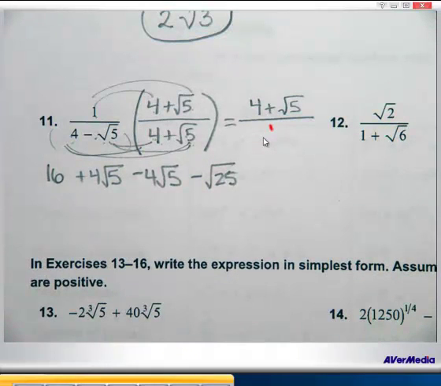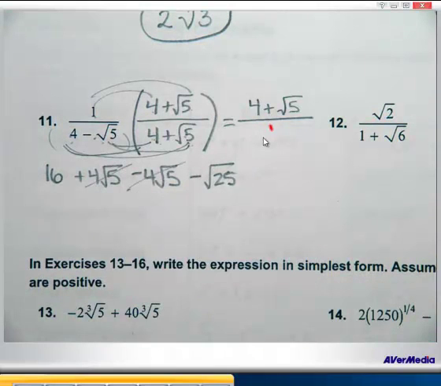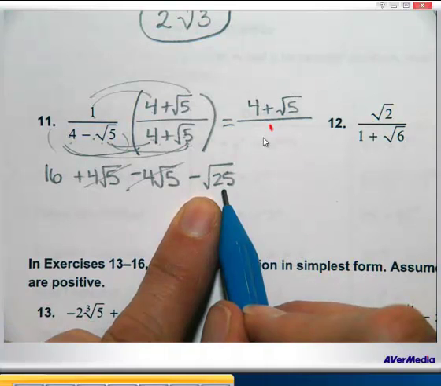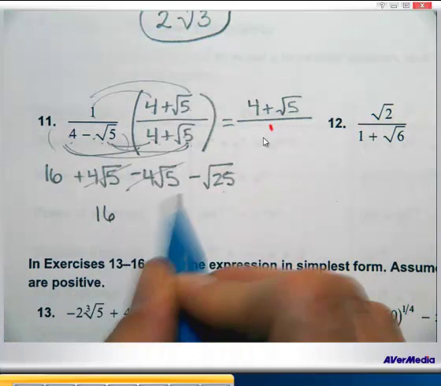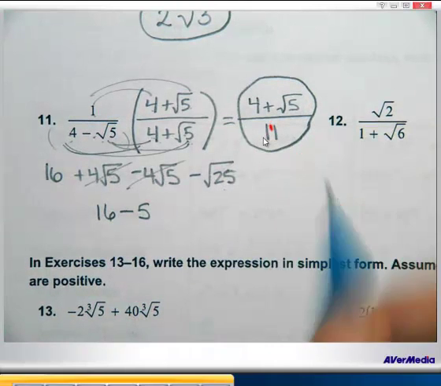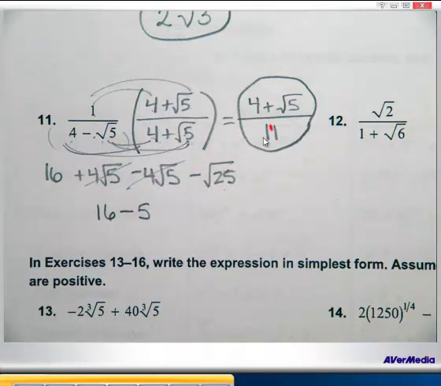But what's very nice, and it happens all the time with conjugate multiplication, is that these 2 middle terms, the 4 root 5 and the negative 4 root 5, cancel out. And square root of 25 is just 5. So I have 16 minus 5, which is 11. Now I'm done because I don't have a radical on the bottom anymore, and that's part of simplifying radicals.